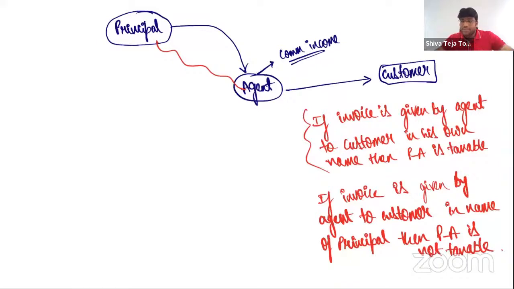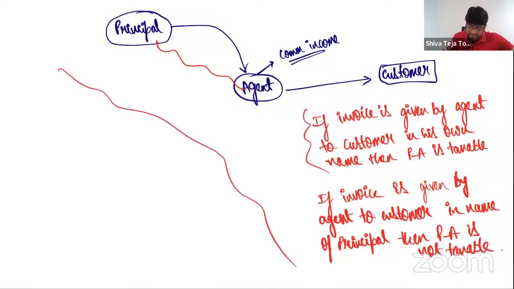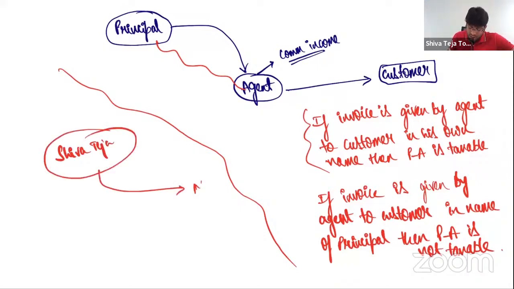Next. Second, explain related party transaction. Let me give a small example for related party. Shiva Teja, there is Mrs. Shiva Teja. I gave a gift to my wife on the occasion of marriage anniversary. Do you think the transaction is supplying? Are we both related persons? 100% answer is we are related persons. But is it supply? No.